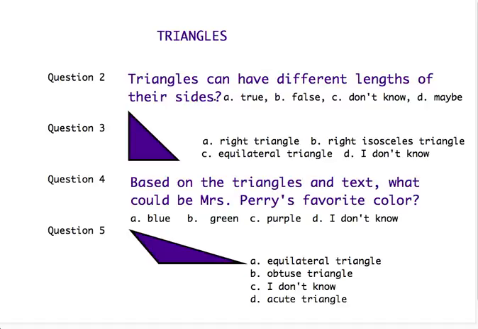And question 5. What type of triangle is this? A, an equilateral triangle? B, an obtuse triangle? C, you don't know? Or D, it's a cute triangle? If you need to watch the movie again to help you answer these questions, please do so. Thank you.